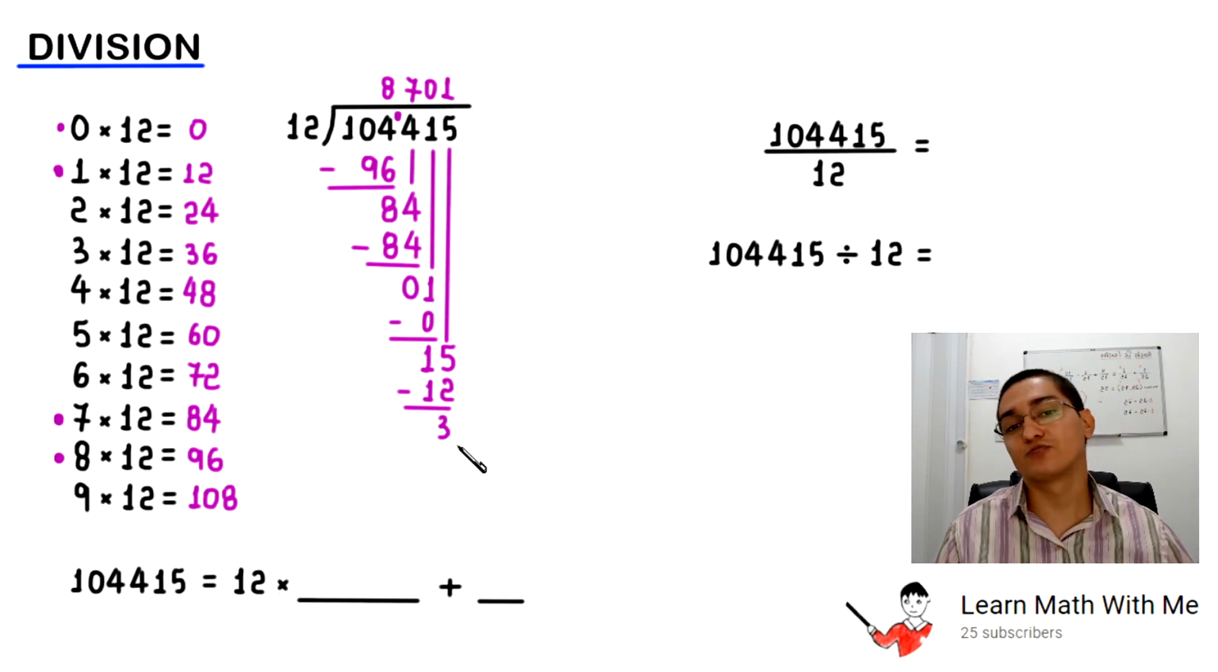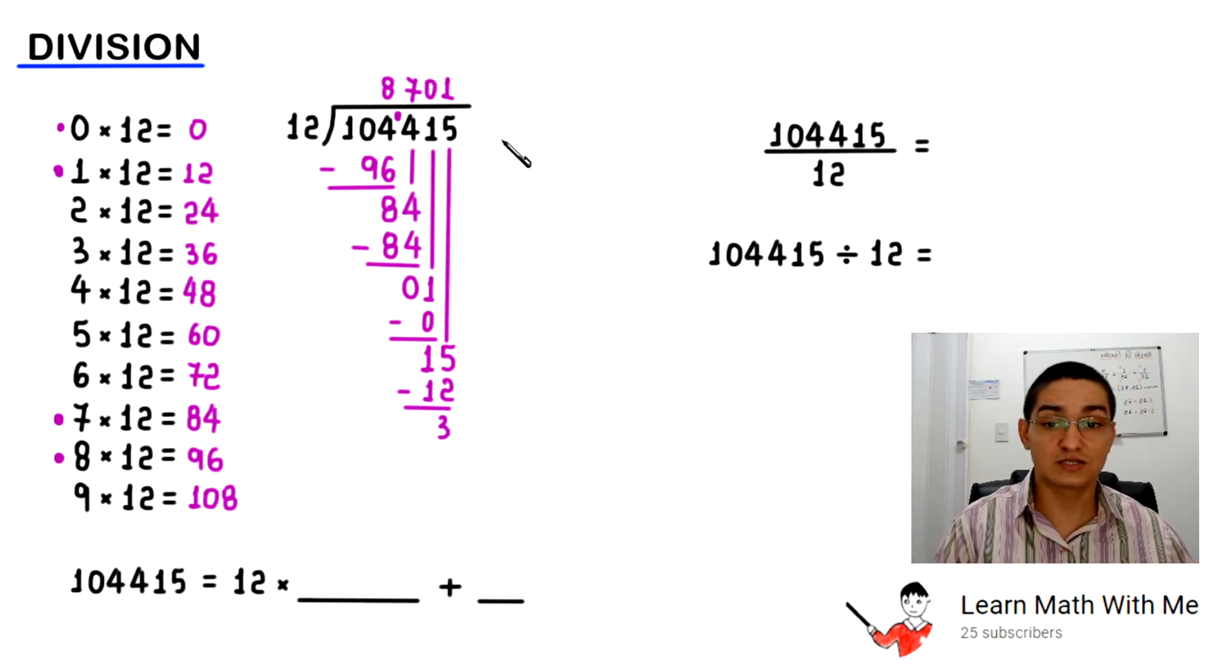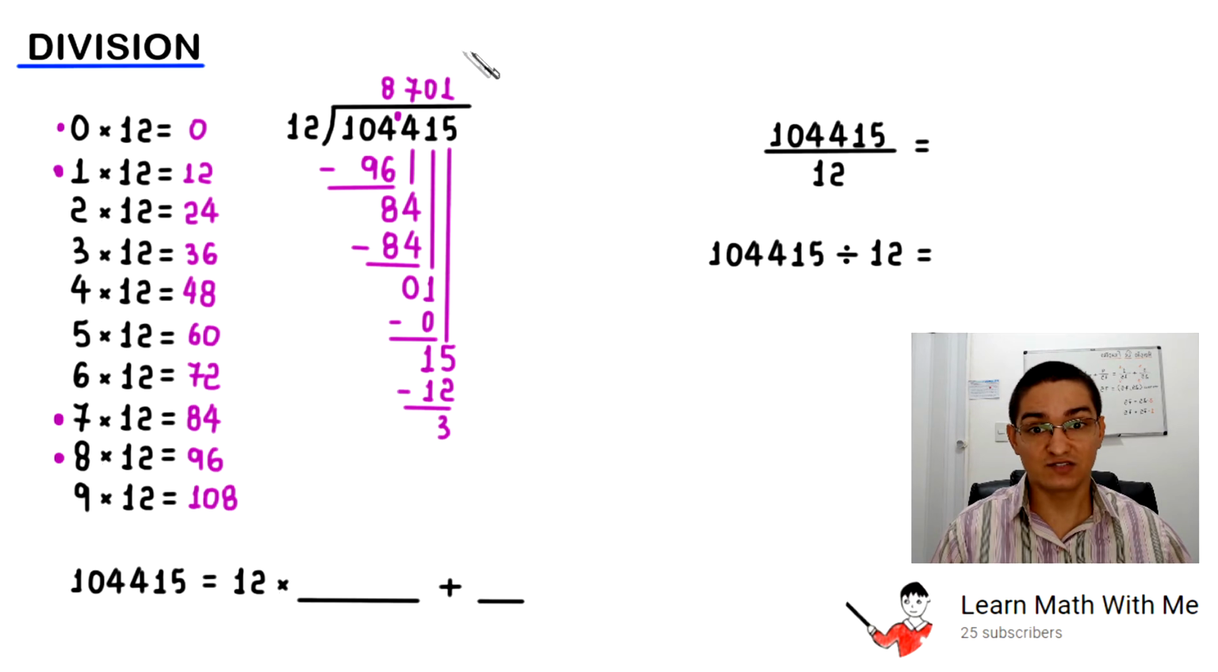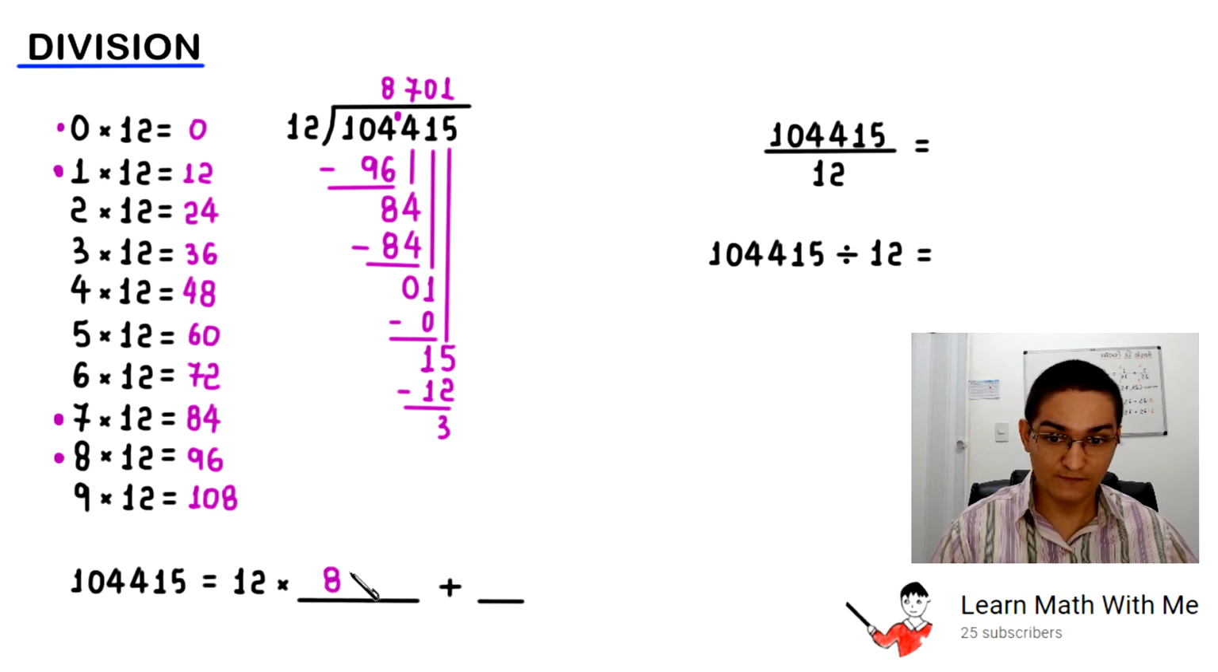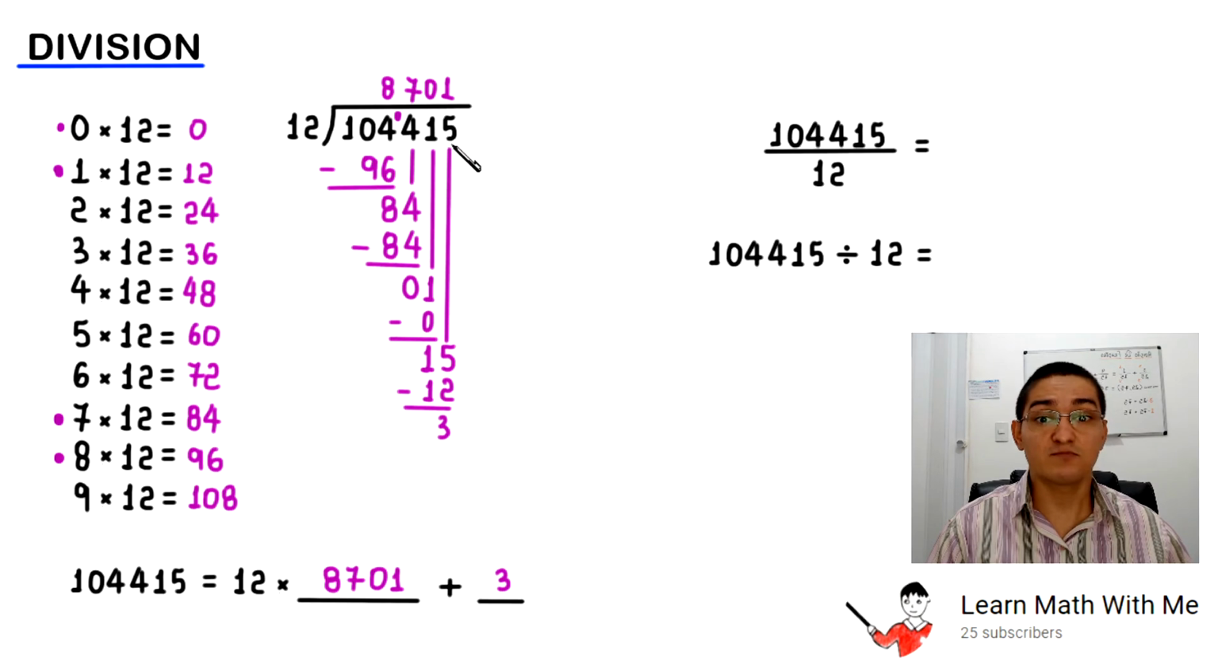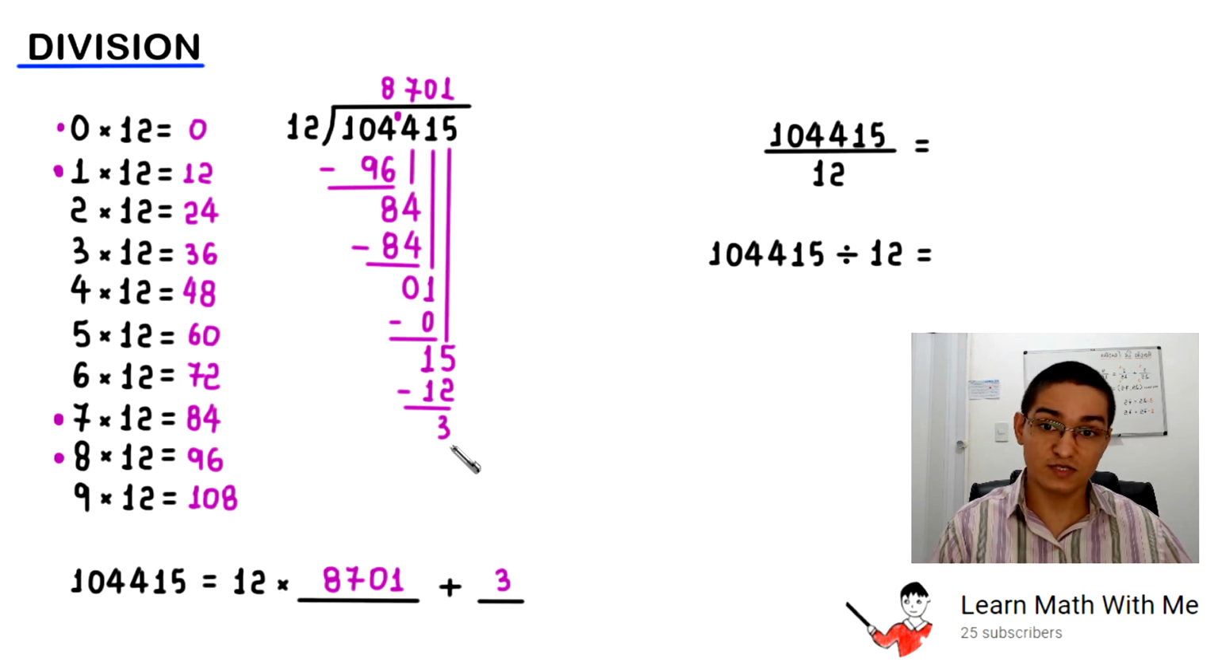After a subtraction, we always bring down the next digit, but there are no other digits to bring down. What does that mean? That means the whole quotient is 8,701. That is what I'm going to write here. The whole quotient is 8,701. And the remainder is 3. For instance, if you want to divide 104,415 books among 12 schools equally, you will give each school 8,701 books, but there will be 3 books left over because you cannot divide equally 3 books among 12 schools, right? So this is our whole quotient and this is our remainder, okay?